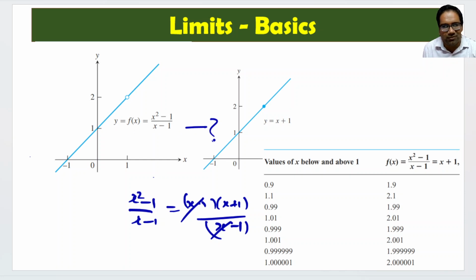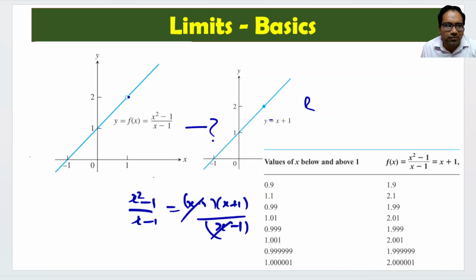This is not exactly equal. Why? There's a small problem here. When x is 1, this graph is not defined, because the denominator is 0. But this graph is always defined. This graph, the domain is R. From minus infinity to plus infinity, for any x, y is defined. But here, this is almost equal to this, except for this one point, which is when x equal to 1.